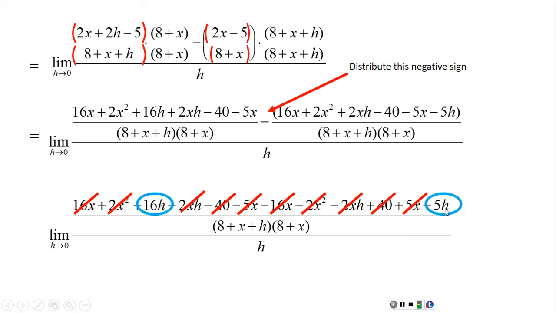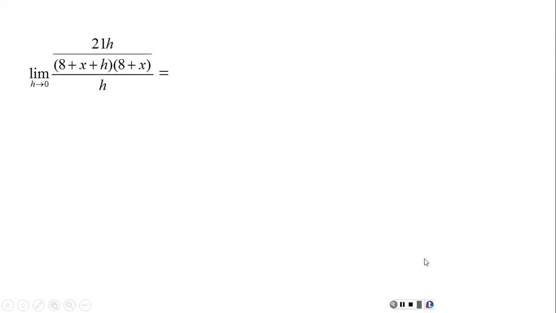That's all I have left. And that'll work every single time if you do this right. All you have left are terms that have h's in them. So if I add 16h plus 5h, what does that give me? 21h. All right. So we have 21h over all this. This h on the bottom is really h over 1, so instead of dividing by h, we can multiply by the reciprocal.